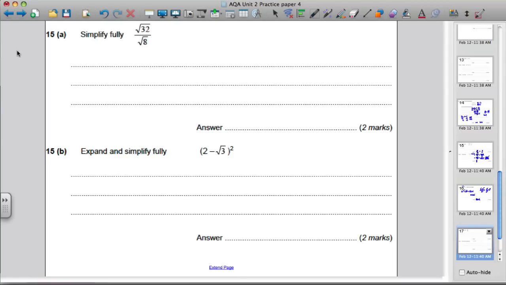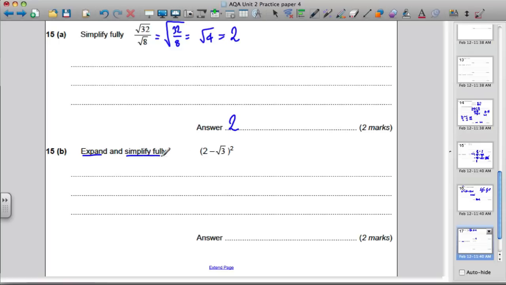Question 15a. Simplify the following. The square root of 32 divided by the square root of 8 can be firstly written as the square root of 32 divided by 8, which is the square root of 4, since 32 divided by 8 is 4, and the square root of 4 is 2. So the answer is 2.